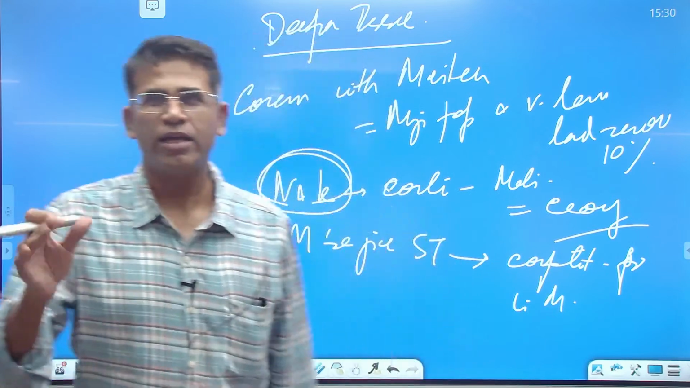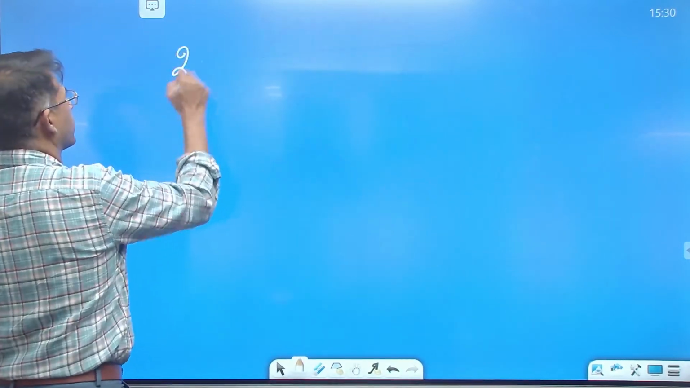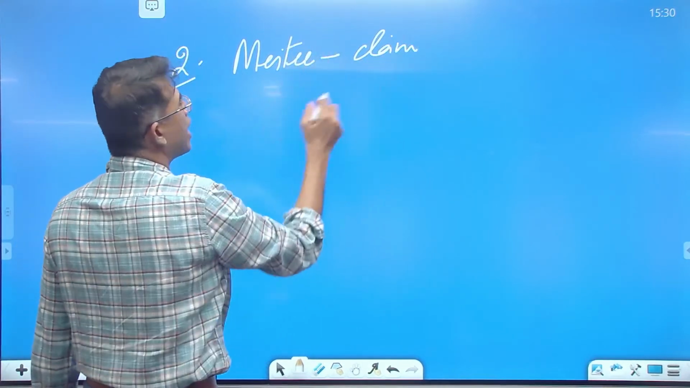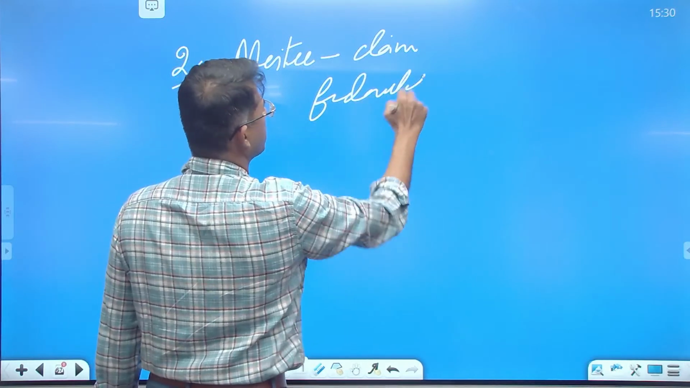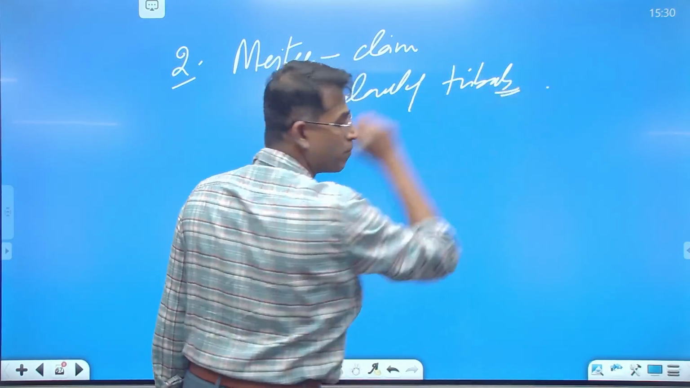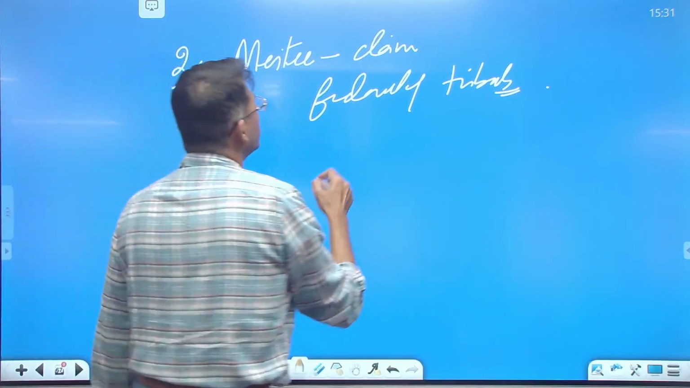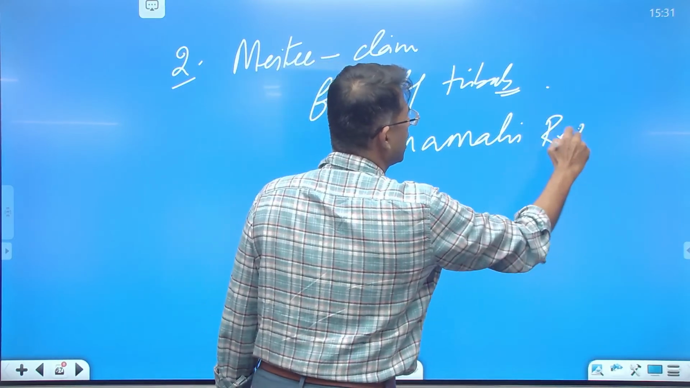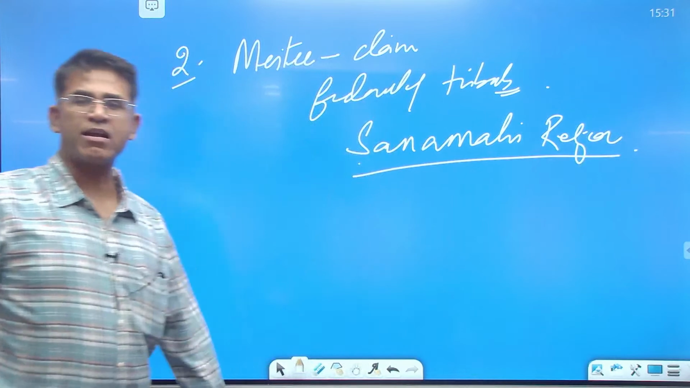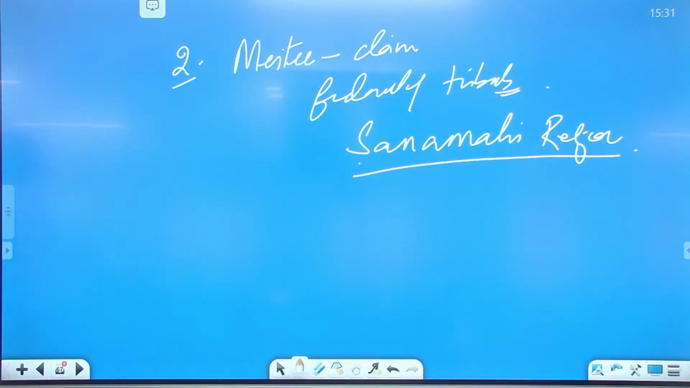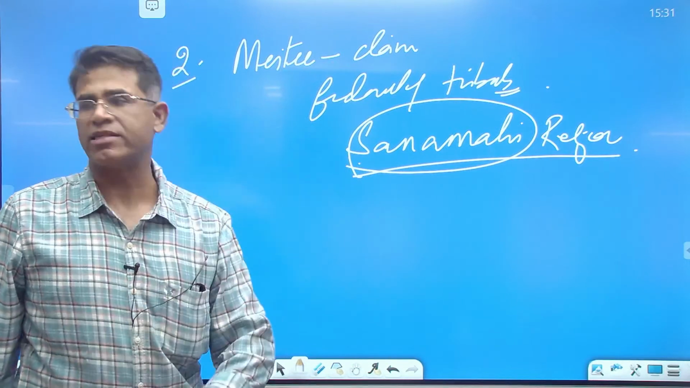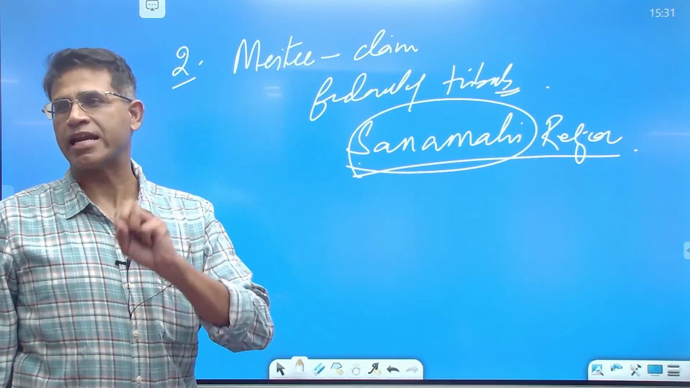Yes? Okay, fine. The second problem is that Meiteis claim they are fundamentally tribals. They have been followers of the Sanamahi religion. This is the tribal religion. They fundamentally say, we are Hindus, fine, but we fundamentally are tribal. Our tradition has been the Sanamahi religion. So we want to protect our culture. We want to promote our history and legacy.